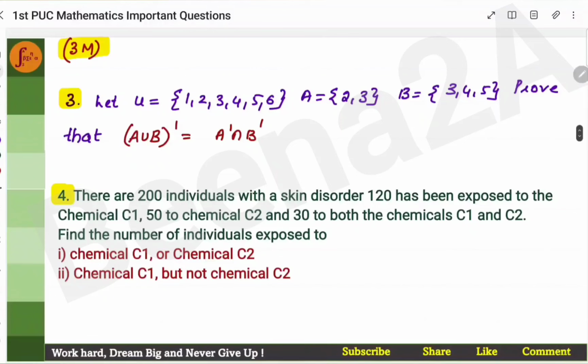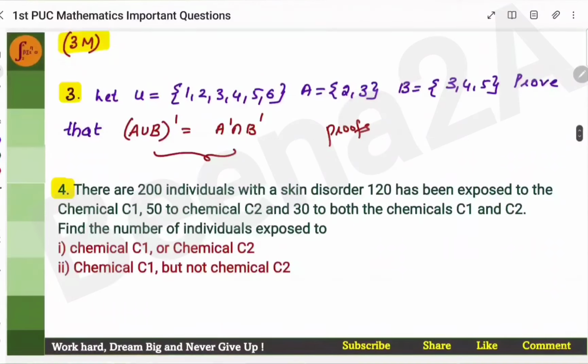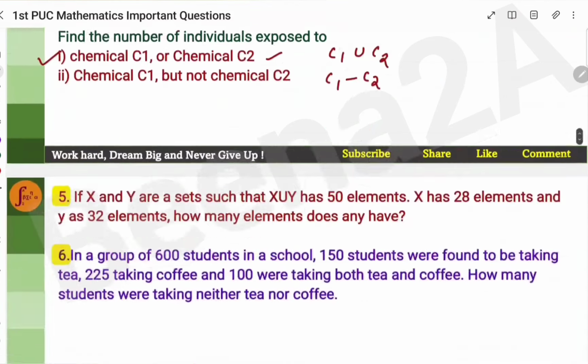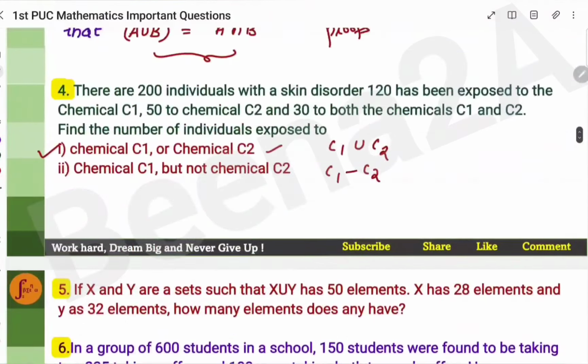Coming to the 3 marker section, here you could have proofs. You have to prove that the complement of A union B is equal to A complement intersection B complement. So like this you could have proofs. Then you could also have examples like this: there are 200 individuals with a skin disorder, 120 have been exposed to chemical C1, 52 to chemical C2, and 32 to both chemical C1 and C2. Find the number of individuals exposed to chemical C1 or chemical C2, that is C1 union C2, and chemical C1 but not chemical C2, that is C1 minus C2. So these kinds of things you will have to find out.